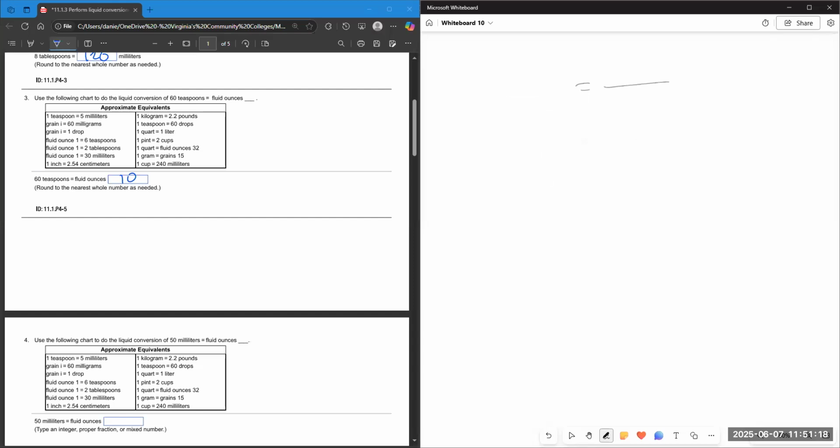50 milliliters to fluid ounces. So 1 fluid ounce is 30 milliliters. So 50 over 30 times a fluid ounce. 5/3, that's 1 2/3.